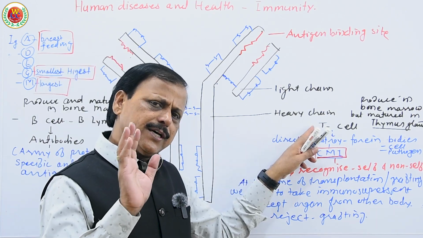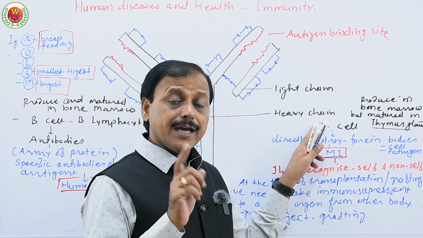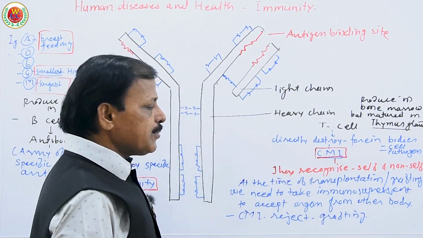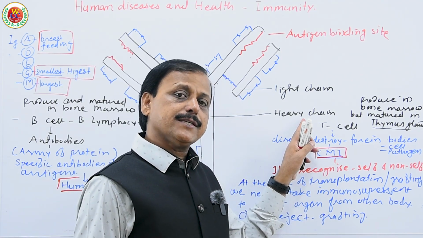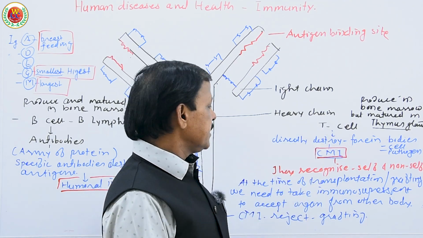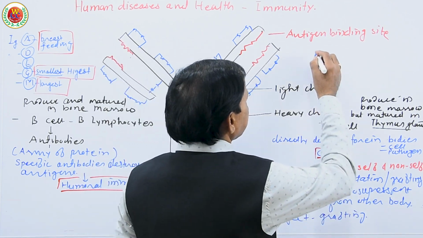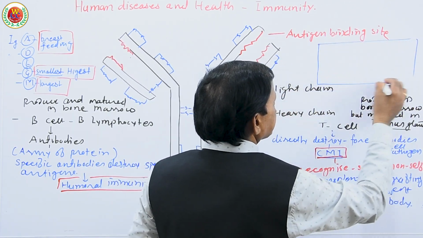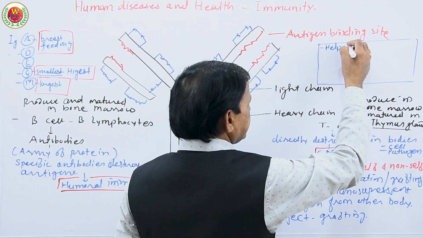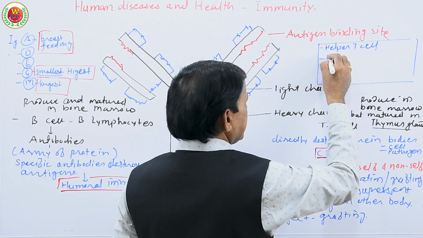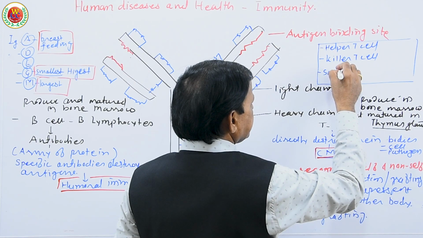So T cells, I told you there are three types: helper T cell, killer T cell, suppressor T cell. Helper T cell helps B cell to produce the antibodies. Killer T cell directly kills the pathogen, and suppressor T cell suppresses autoimmunity. If I write these three different types of cell here, I can mention that there are three types of cell: helper T cell, killer T cell, and suppressor T cell.